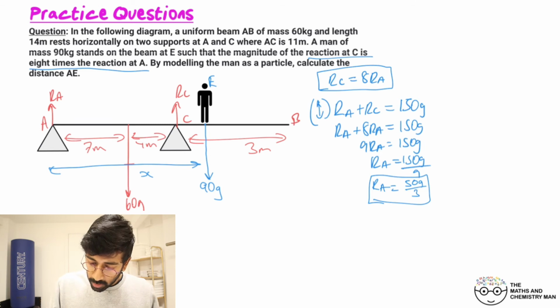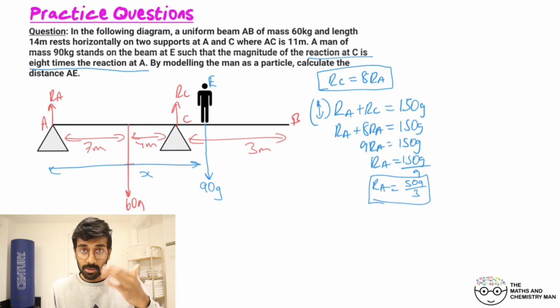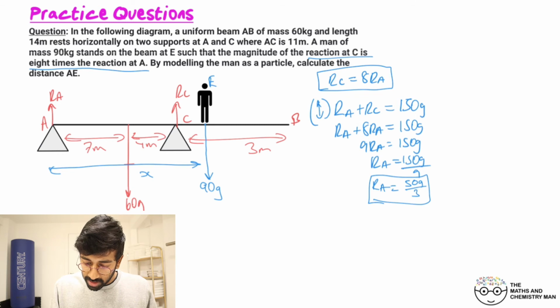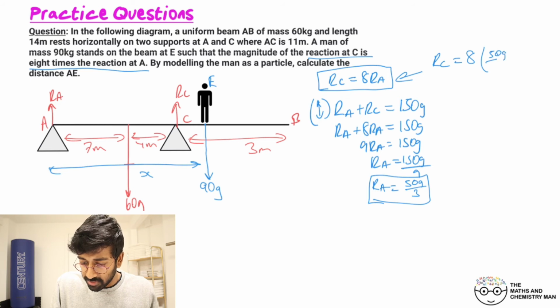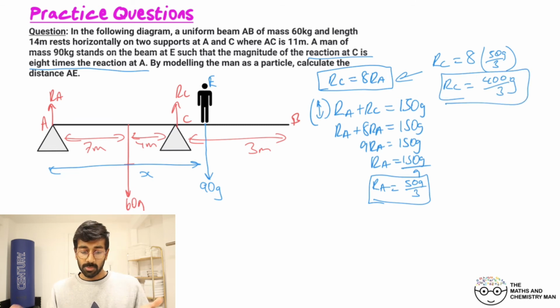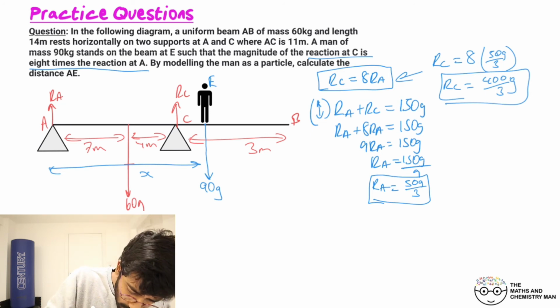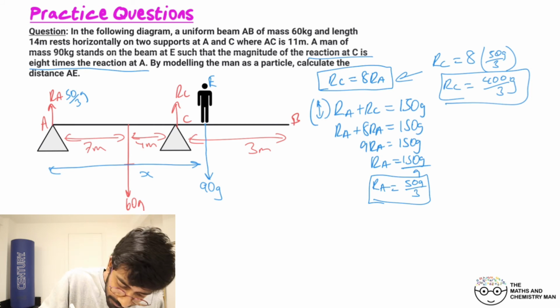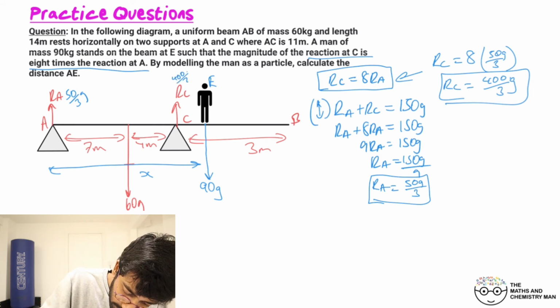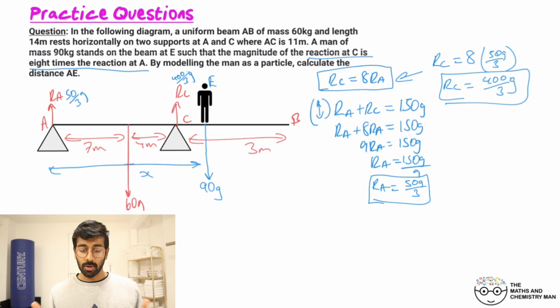Perfect. And now what we can do is sub that back into the top one, right up here, if you wanted to work out RC, because we're told RC is just 8 lots of RA. So 8 lots of 50 over 3G. That means RC is going to be 400 over 3G. And there we go. So we've got RC, we've got RA. Let's fill it in on the diagram. So here, 50 over 3G. And for RC, a bit bigger, obviously, 400 over 3G.